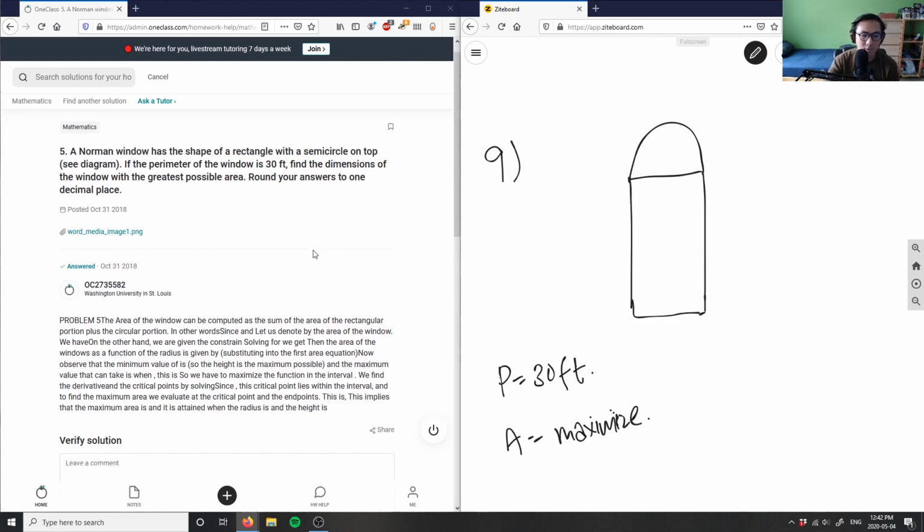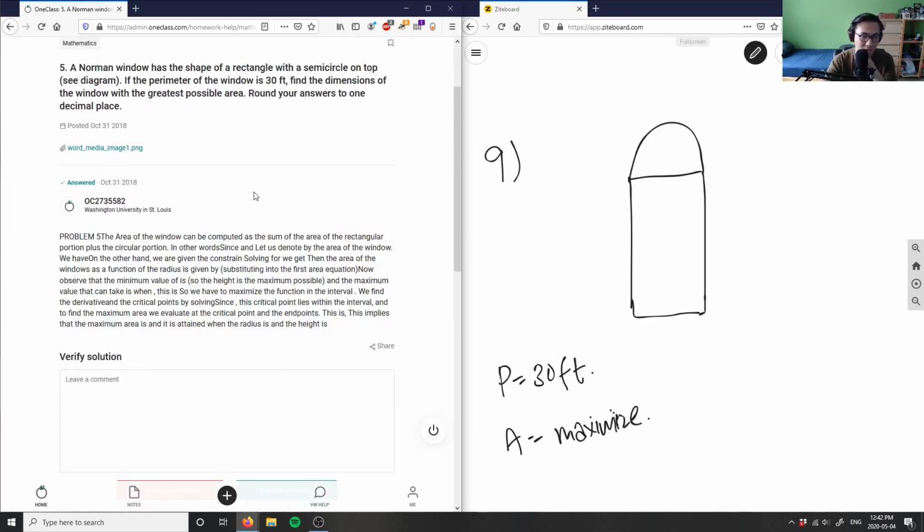So as you can see with the solution here, the solution is not very good. Again, it just tells us what to do here. It doesn't actually give us a solution. So let me just read this for you as well. It says the area of the window can be computed as a sum of the area of the rectangular portion plus the area of the circular portion. So this here is correct, right?